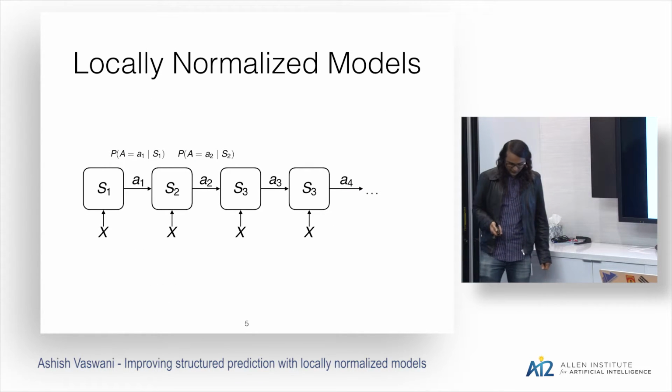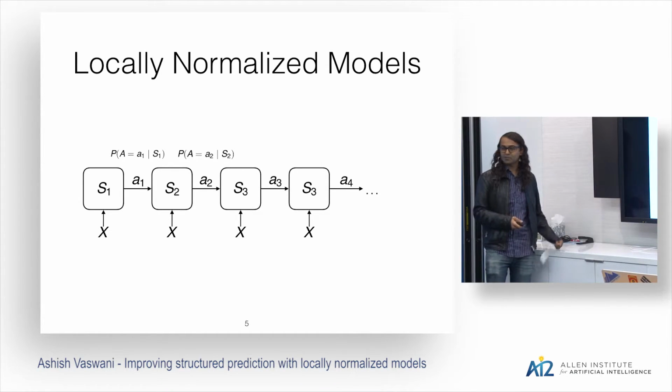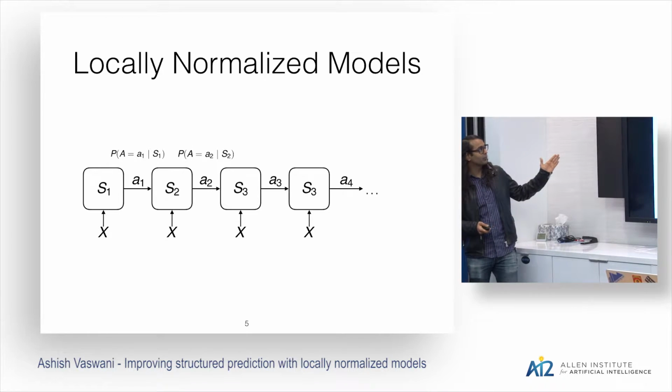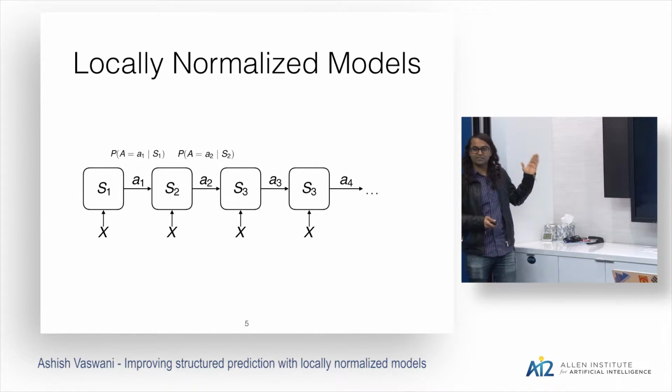In this talk, it's useful to think of this particular abstraction for the kind of models I'm going to talk about. You have a state, and you predict an action which modifies the state, and you produce another action. The probability of each action is locally normalized across the state, and the probability of the entire sequence is a product of these probabilities of the actions given state. So notice that this is a locally normalized sequence model.